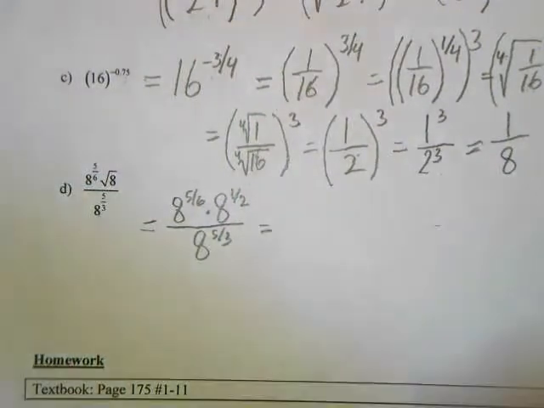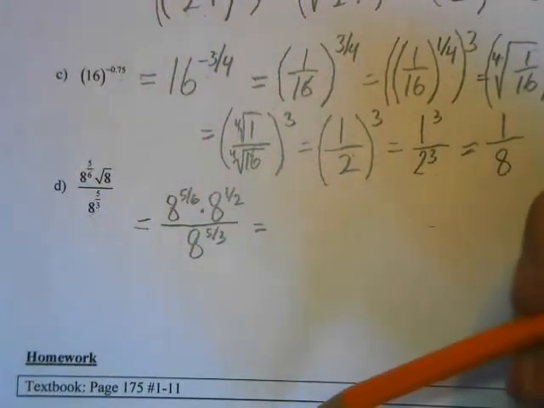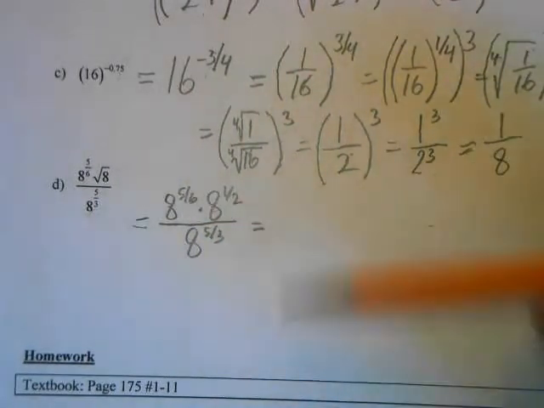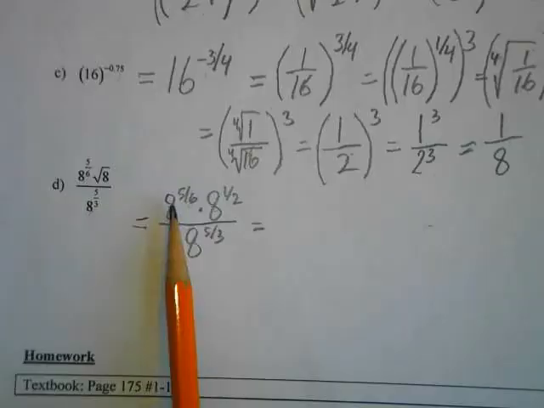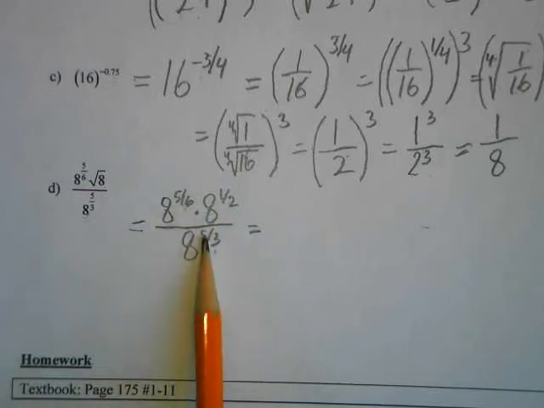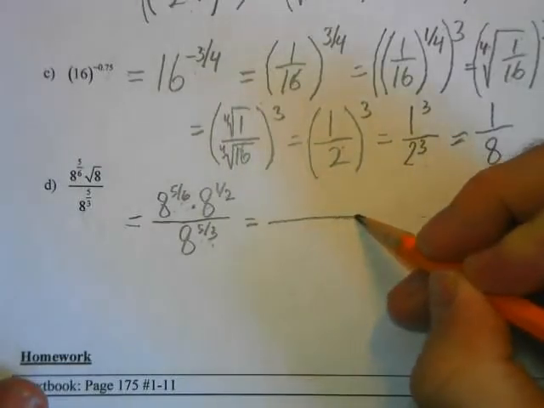Now the good news, like I said, all the bases are 8, so I can use the product rule and quotient rule here. The bad news is I want to add these two together and then subtract that one because of the quotient rule, but these all have different denominators for their fractions. So what do we do if we want to add or subtract fractions that have different denominators? We come up with a common denominator. So we do the same thing here.